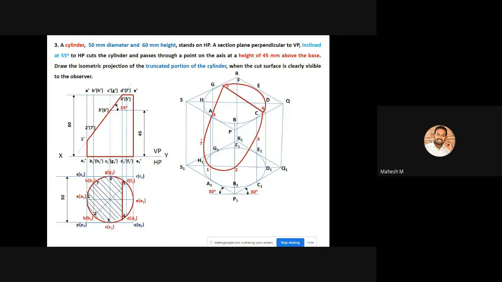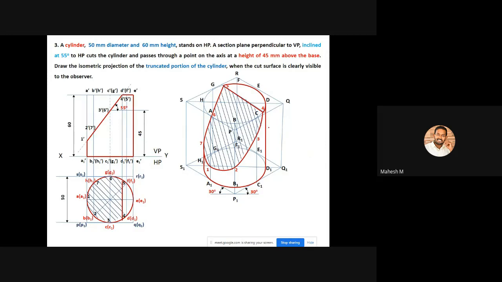So now you can highlight the remaining portions. So what are all the remaining portions? The front portion of your isometric projection. So this is our front portion, and this is also our front portion, and this particular circle is also our front portion. The remaining circle should be joined with a dotted line like this, because the backside circle will not be visible. And also you can mark the section line.